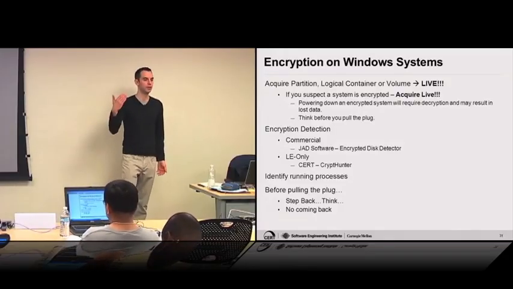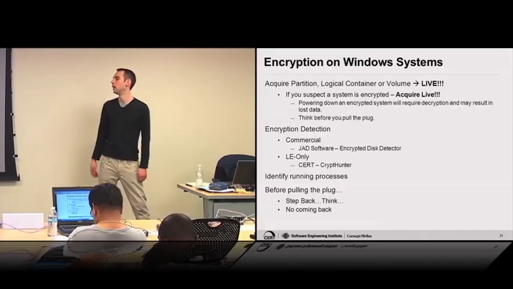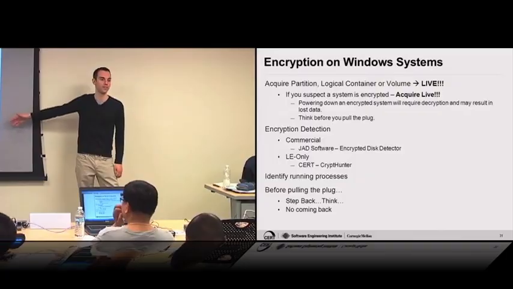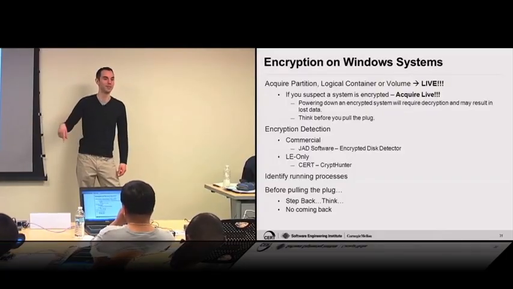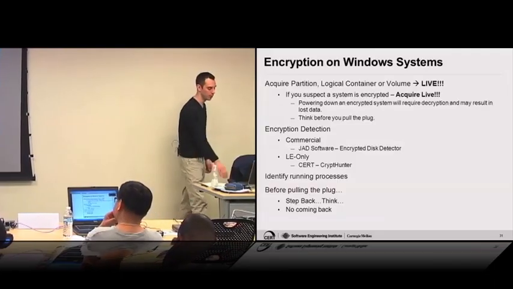So it can help you go through that process and determine if you want to acquire it live. You can also do things like identify running processes, like is TrueCrypt running? Look in the little tray at the bottom, is TrueCrypt there? Things like that. And then again, think before you pull the plug.